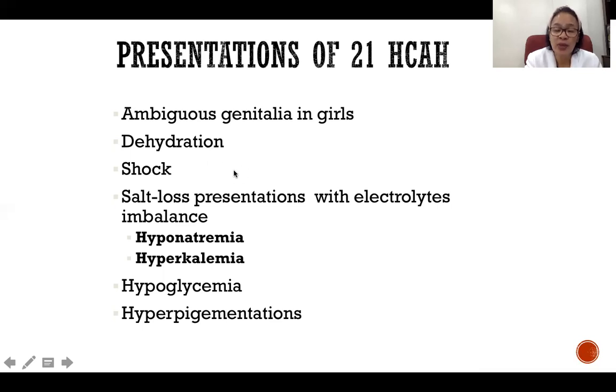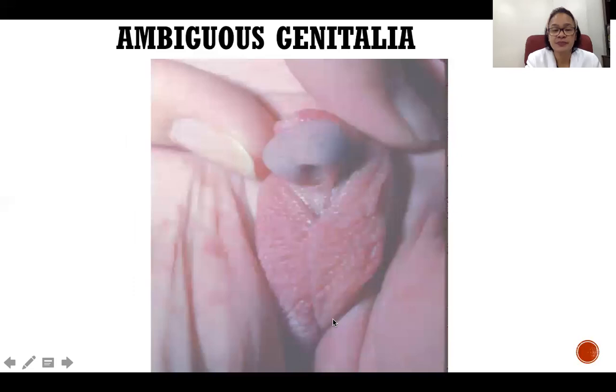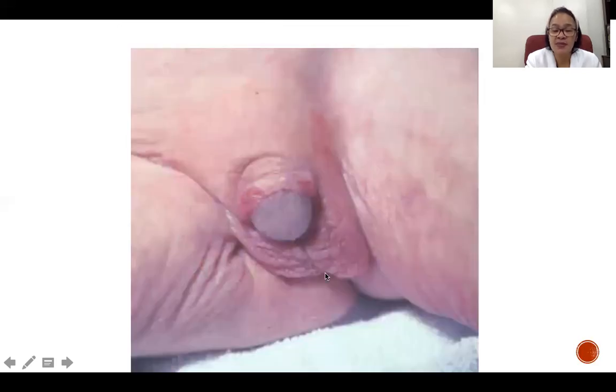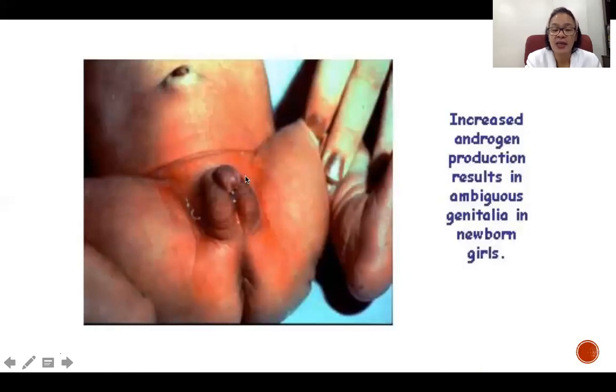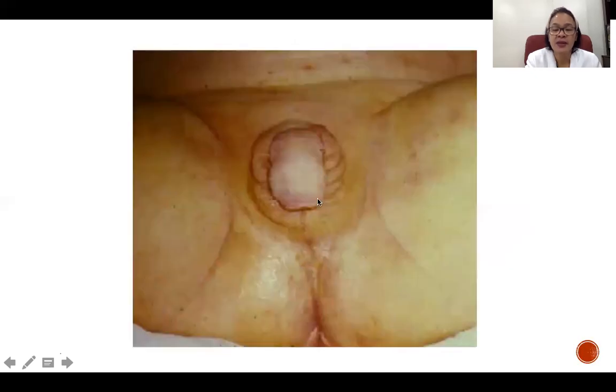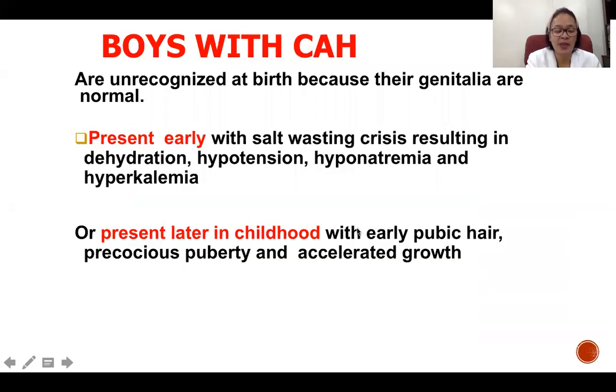Because it's salt wasting, there's dehydration and shock. So they usually manifest with hyponatremia, hyperkalemia, hypoglycemia, and hyperpigmentation. So this is an ambiguous genitalia of a female baby. Okay, the same, this is a female one. Look at that, because of the increased androgen production. So you might be seeing this in a patient with congenital adrenal hyperplasia.